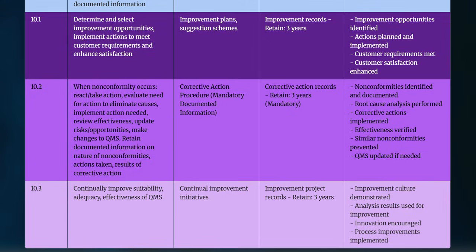Then in clause 10.3, it requires you to continually improve the suitability, adequacy, and effectiveness of the QMS. The documents you need to have here, you need to have continual improvement initiatives. Along with these initiatives, you need to have improvement project records and retain them for 3 years. The examples of those requirements that you can also use as audit evidence, you need to have improvement culture being demonstrated, analysis results being used for improvement, innovation being encouraged, and process improvement being implemented. All right.